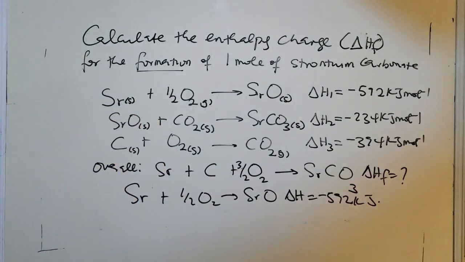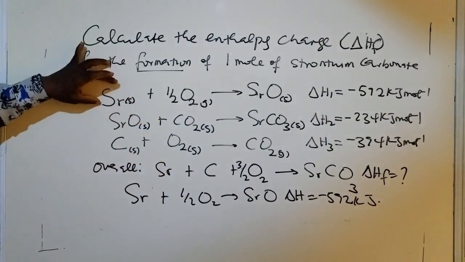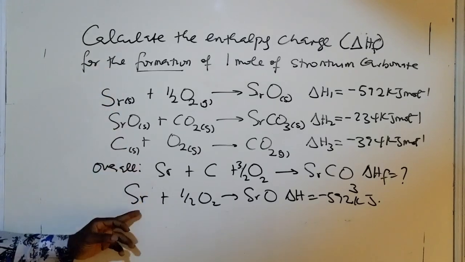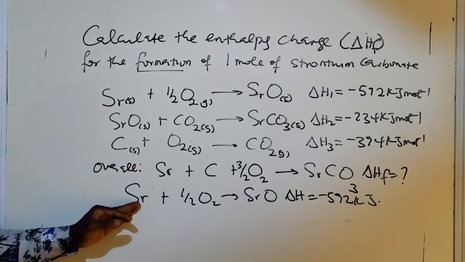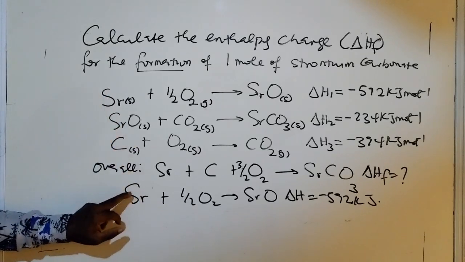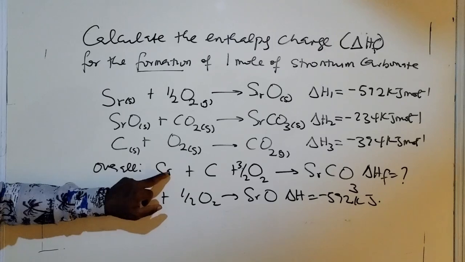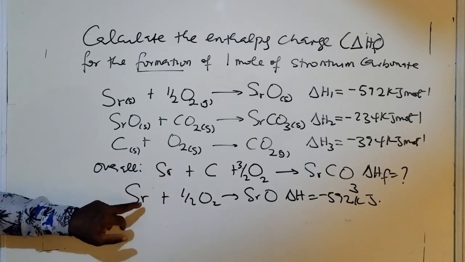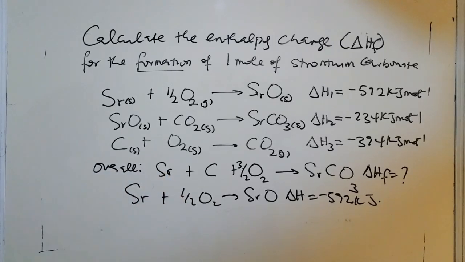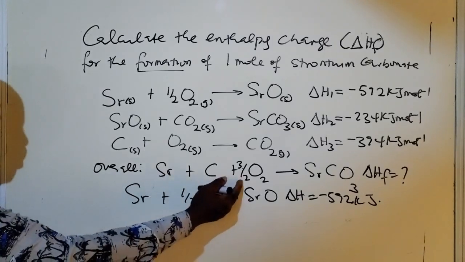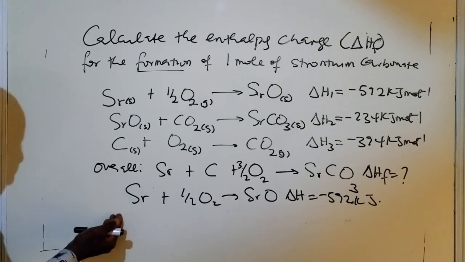So this is 1 mole of strontium and 1 mole also there. Strontium is on the right hand side here, in this given equation, and we're comparing to the overall equation, where it is also on the right hand side. So this equation is in the correct order.